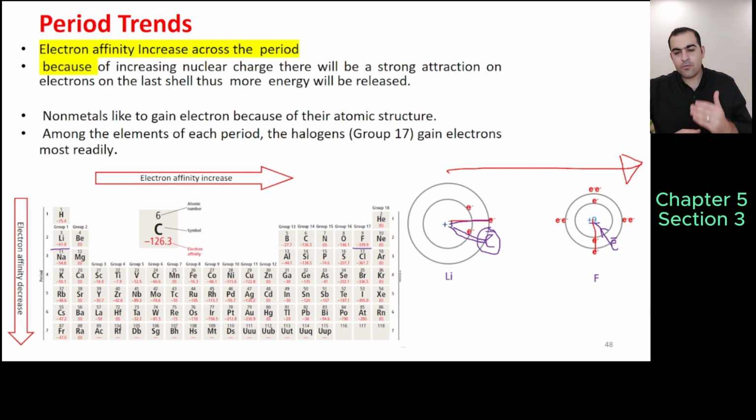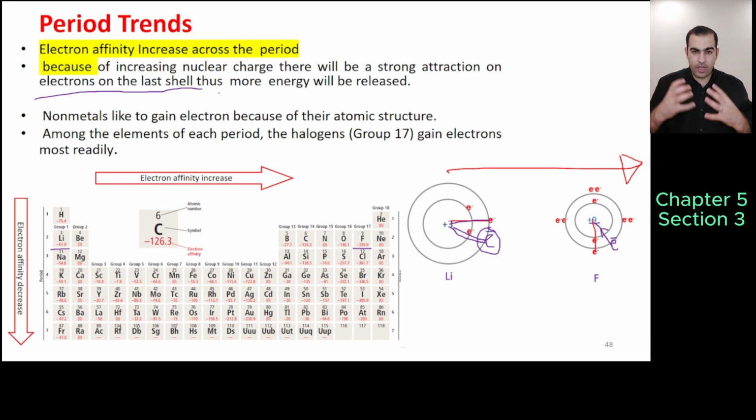Okay? This one, we understand that across the period, shell number does not increase, size decreases, ionization energy increases, and electron affinity also increases, because when attraction increases, there will be strong attraction of electrons on the last shell. When you add one electron, there's high attraction. When an atom has high attraction for a new electron, it's going to release a high amount of energy.